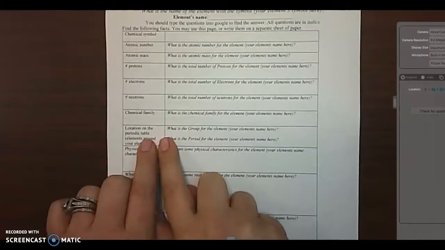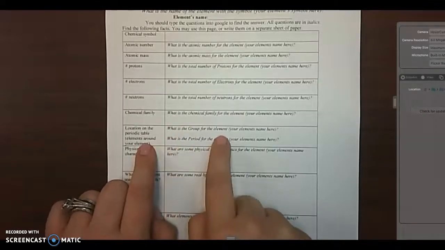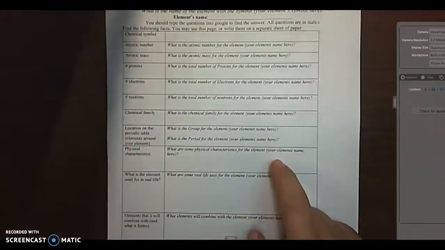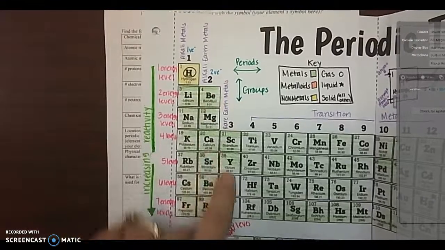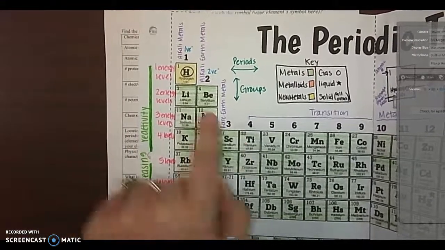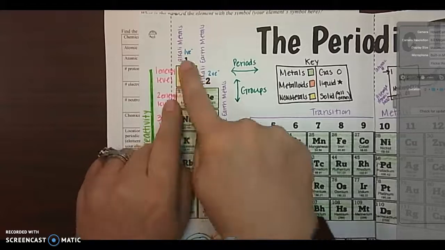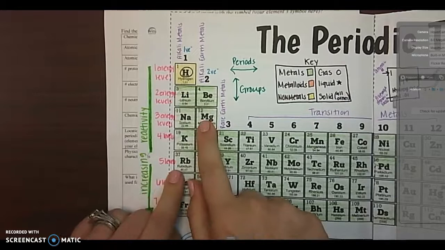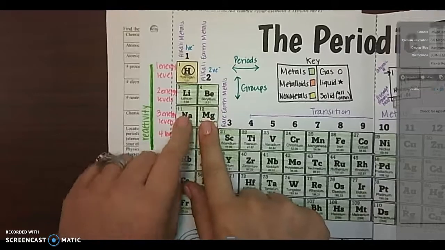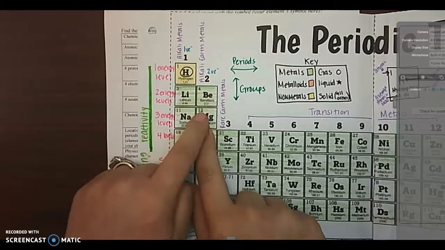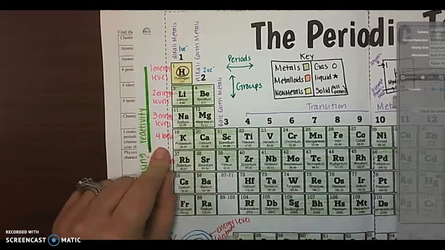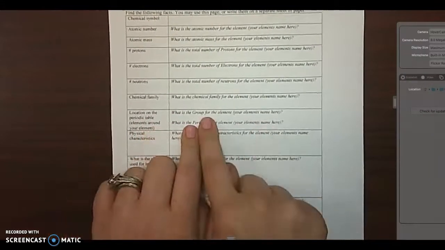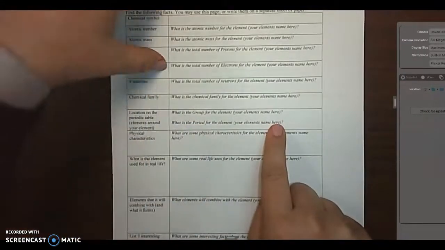Then you're going to discuss the location on the periodic table. So what surrounds it? What group is your element in? What period is your element in? Remember, groups are up and down, periods are side to side. So hydrogen is in group 1, period 1. If you are magnesium, then you are group 2, period 3. So you can look at your periodic table to tell you where your location is. You can also Google it by typing in those questions.